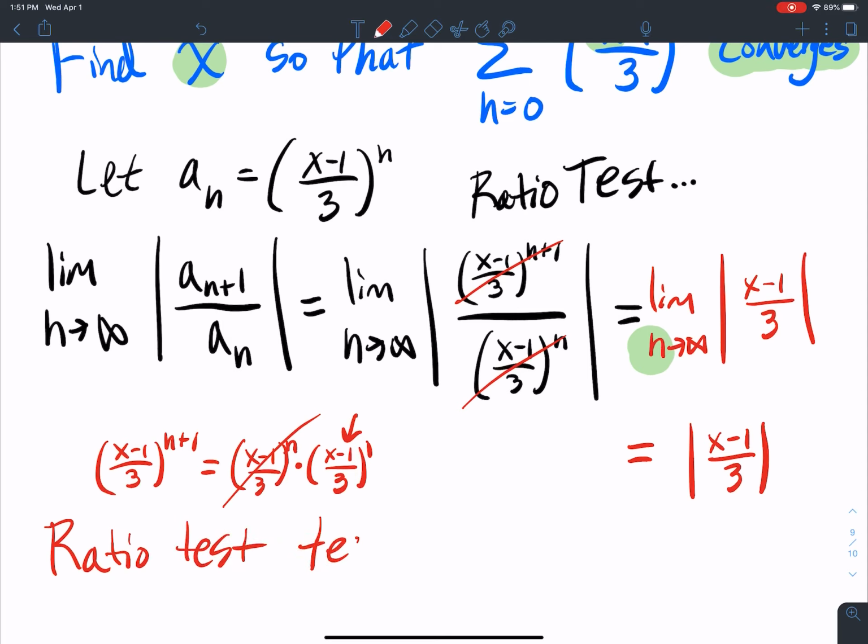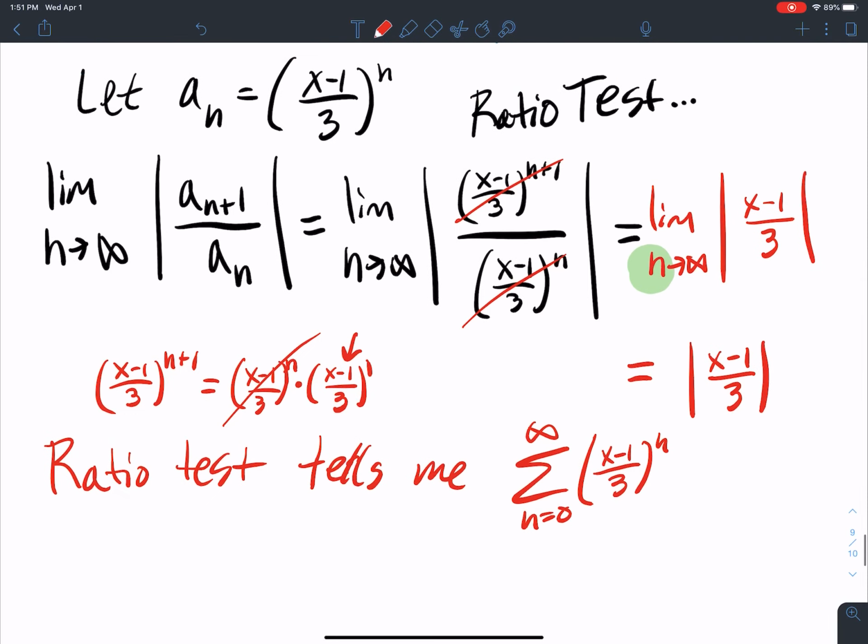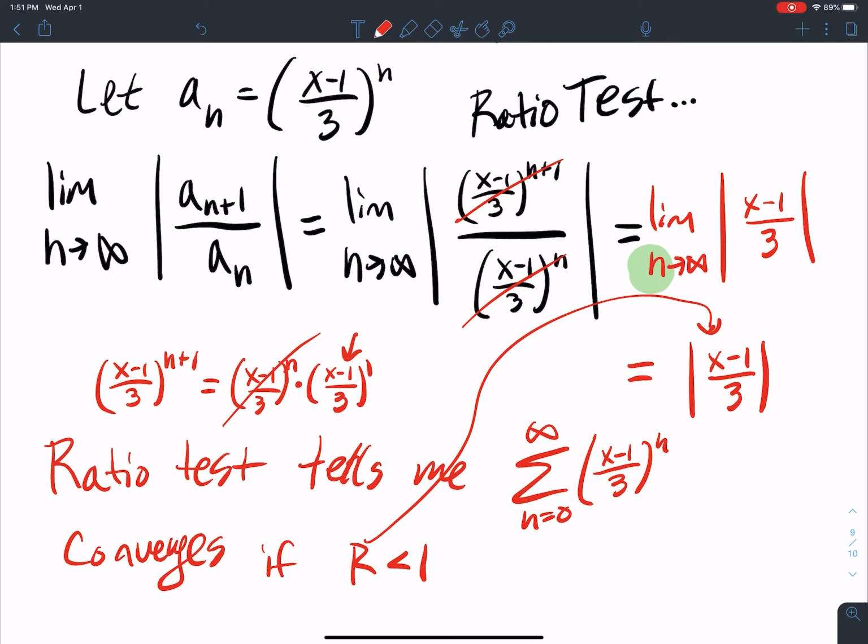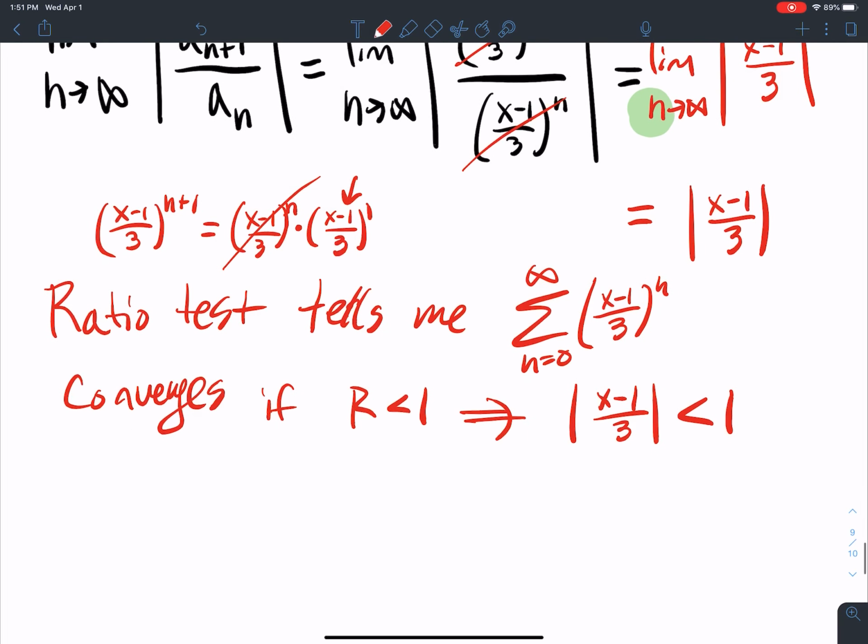Now, the ratio test tells me that the series from n equals 0 to infinity of the absolute value of (x minus 1 over 3) to the n converges if r is less than 1. Well, r here is this absolute value. So that tells me if the absolute value of x minus 1 over 3 is less than 1, this is a problem that we can solve. This is equal to negative 1 less than x minus 1 over 3 less than 1. That's how we solve this.